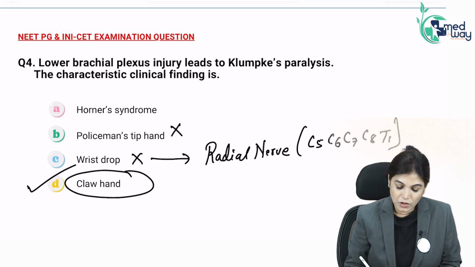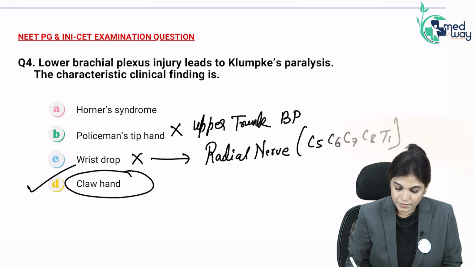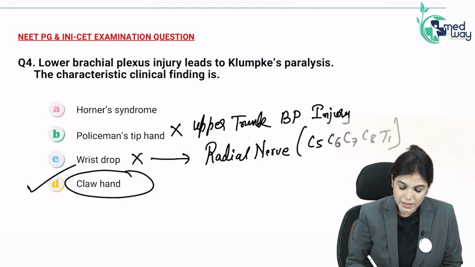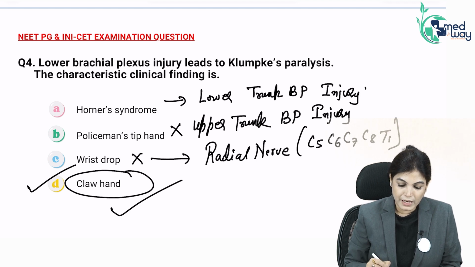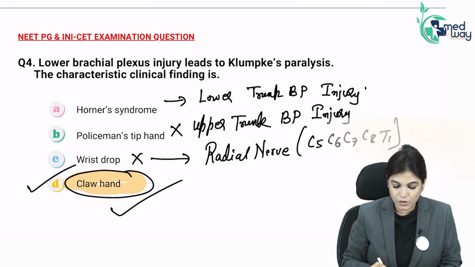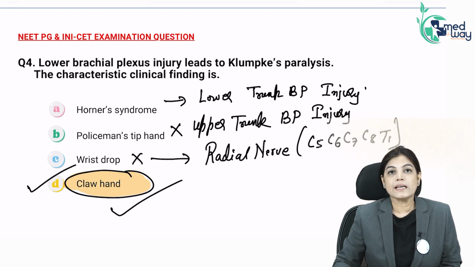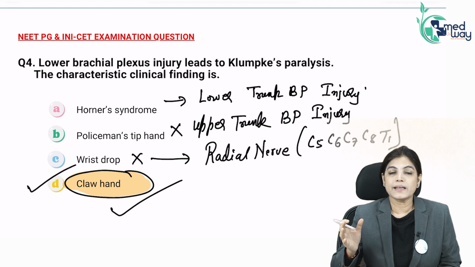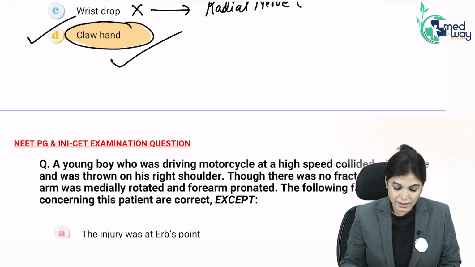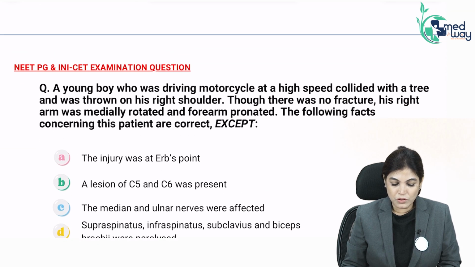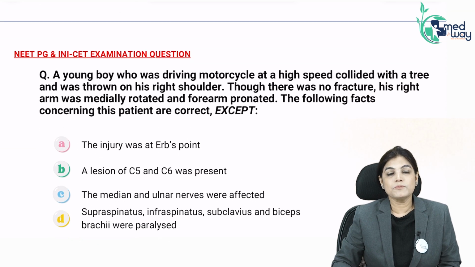Policeman tip hand is not the answer, because it will be seen in upper trunk brachial plexus injury. Horner syndrome is seen in lower trunk brachial plexus injury. It is another feature which is associated with it. But if we have to choose the most correct answer, we will definitely go with medial claw hand, which is always present in the case of Klumpke's paralysis, not in Erb's Duchenne paralysis. Done.